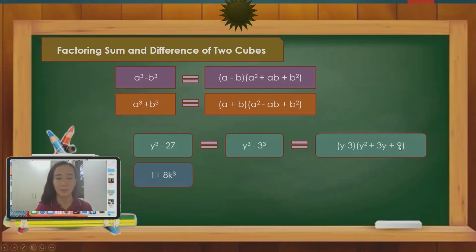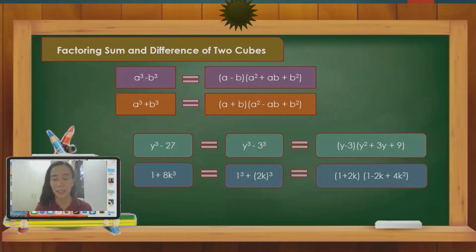Next example, 1 plus 8k cubed. 1 plus 8k cubed can also be expressed as 1 cubed plus (2k) cubed. 1 plus 8k cubed is also equal to (1 plus 2k)(1 minus 2k plus 4k squared).